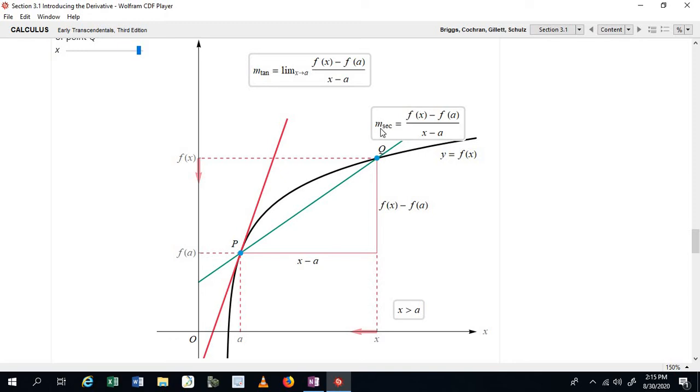And we're going to denote the slope of the secant line using an m for slope and then a subscript sec for secant. Okay, but whatever the slope of this secant line is, that is the average rate of change in the function between the point A and the point X. Okay, and it's given by this formula, which is simply the rise over the run for this line.